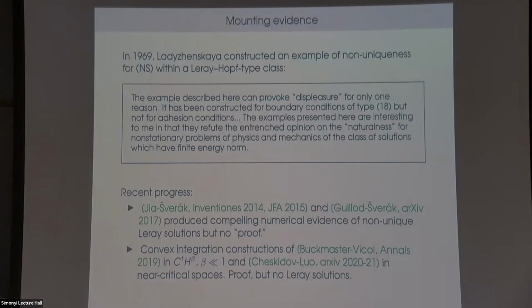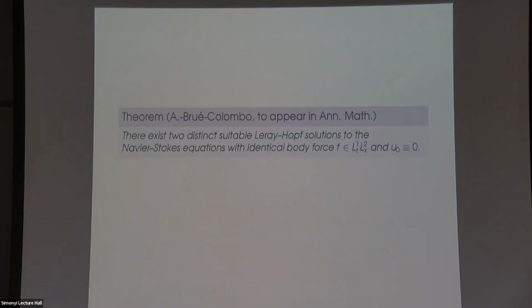So the second program has to do with what we're doing here in the special year. There were convex integration constructions due to Buckmaster, Vicol, Cheskidov, and Luo. Three of these people are here for the special year. These constructions can rigorously prove the non-uniqueness of weak solutions of Navier-Stokes, but so far they cannot reach the Leray class. So these two programs are in some sense in dichotomy. One can reach Leray solutions, but currently no proof. The other is proven, but cannot reach Leray solutions, to the best of our understanding.